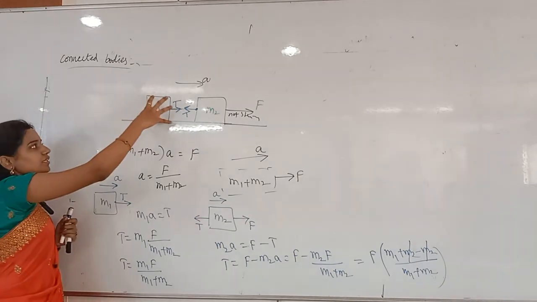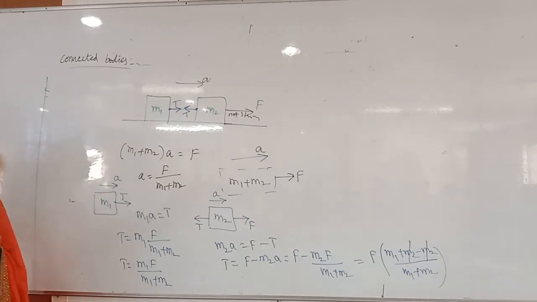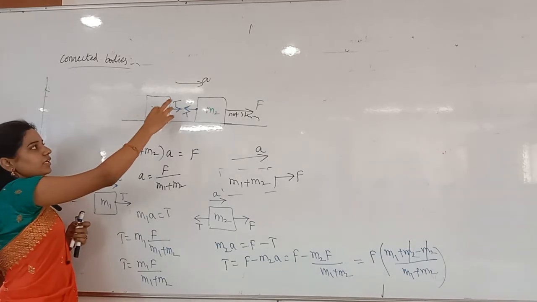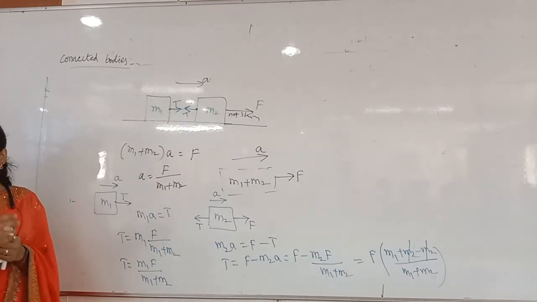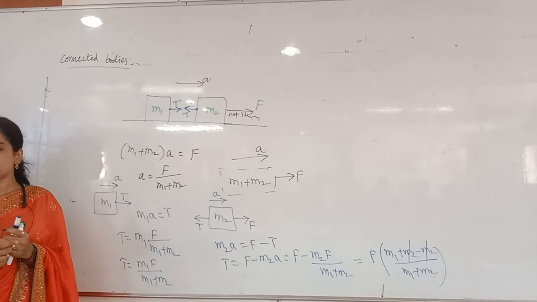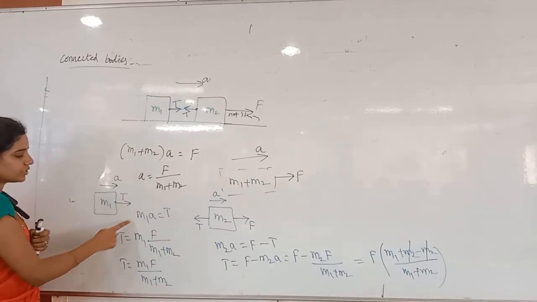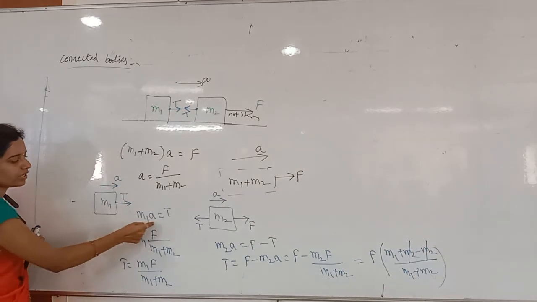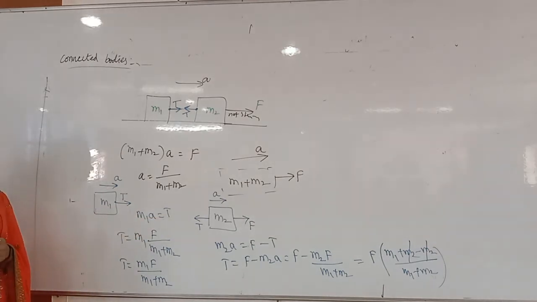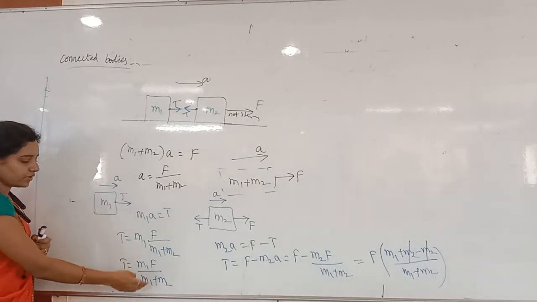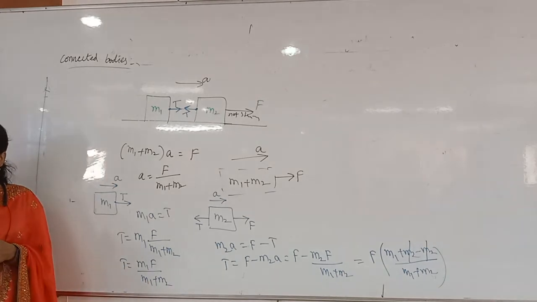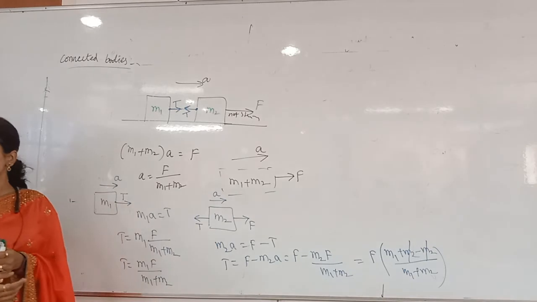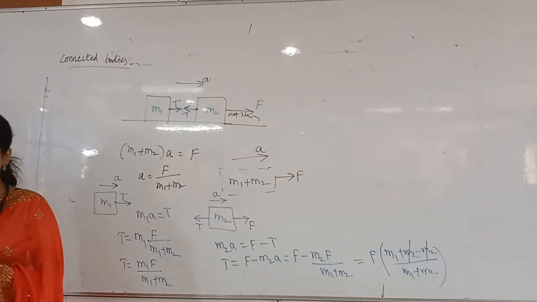First of all, I have considered the free body diagram of the last body. So here the free body diagram of M1 I have considered. So M1A is equal to what I can write? Who is supporting A here? T. So M1A is equal to T I have written. Then T is equal to M1F by M1 plus M2. Otherwise, if we consider the second body also, you will get the same answer. Clear? Copy that.